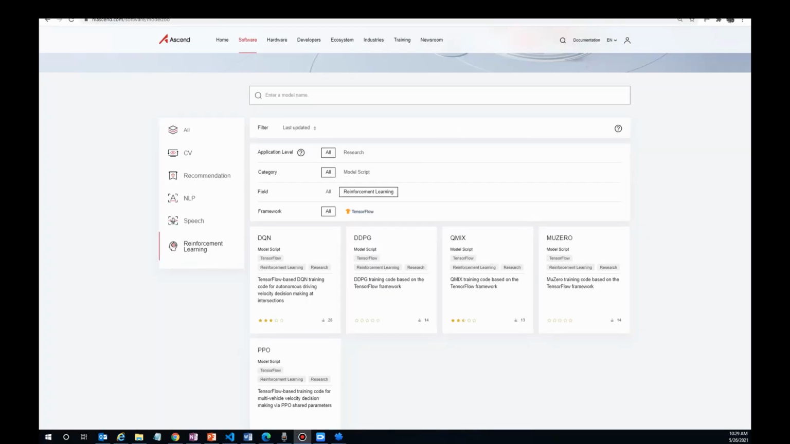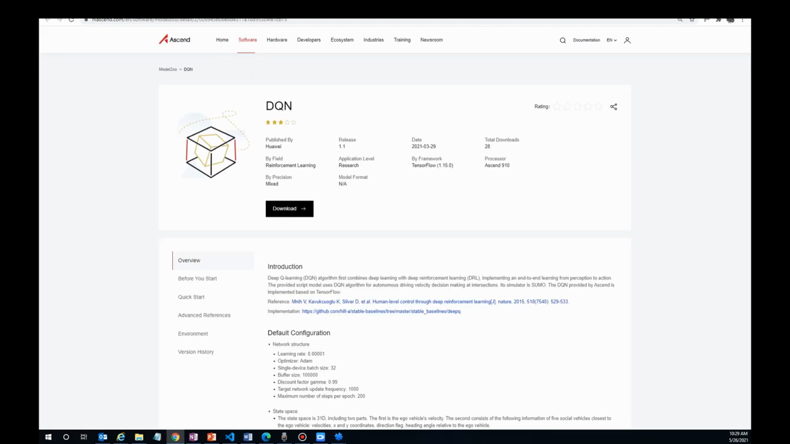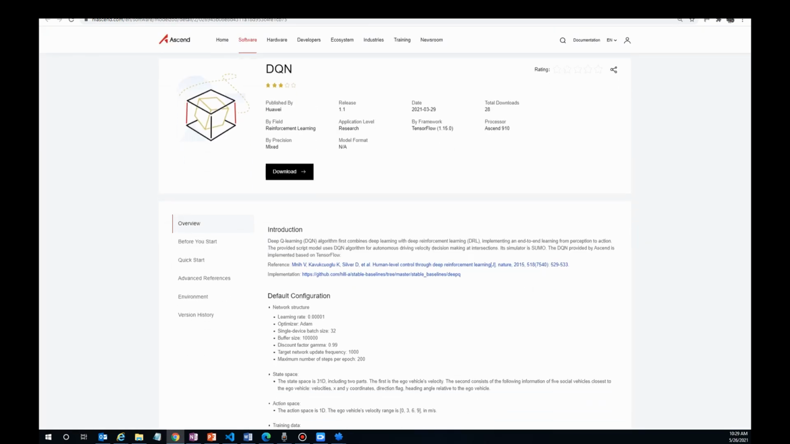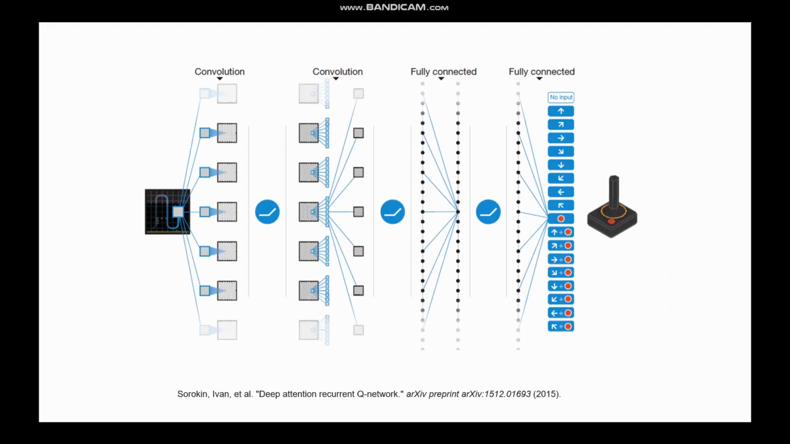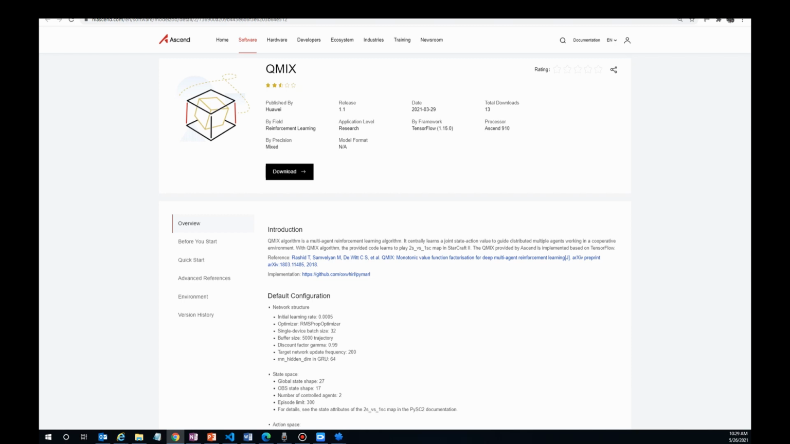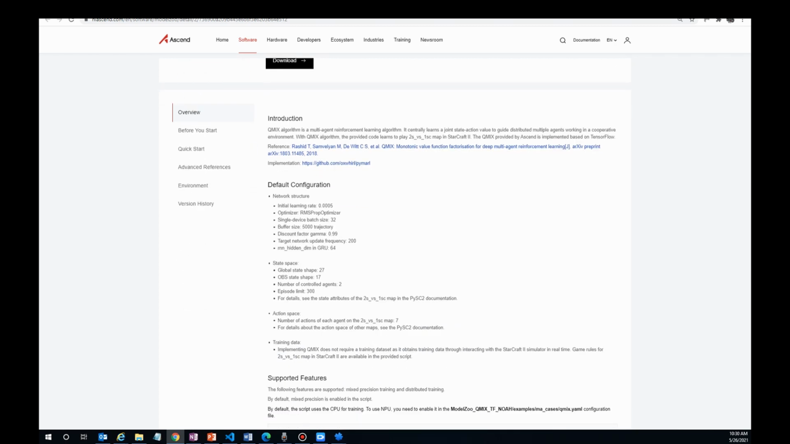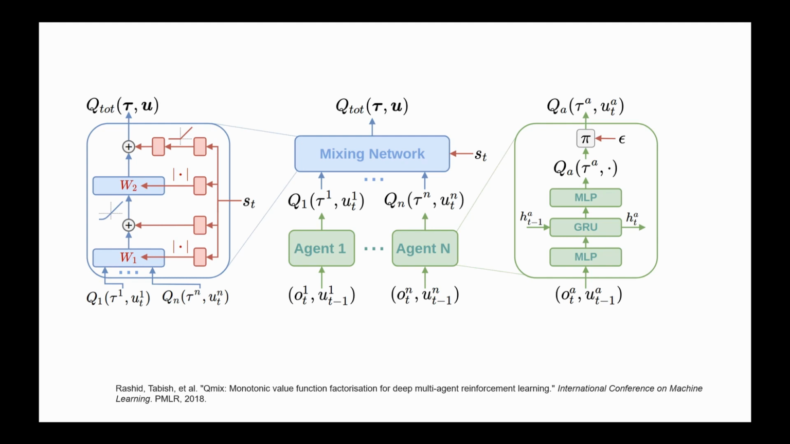In the reinforcement learning domain, we have several established as well as recent models available in the ModelZoo. The DQN model was the first to combine deep learning with reinforcement learning, implementing an end-to-end learning from perception to action. The provided script uses the DQN algorithm for velocity decision making at intersections for autonomous driving. QMix is a multi-agent reinforcement learning algorithm. It centrally learns a joint state action value to guide distributed multiple agents working in a cooperative environment.